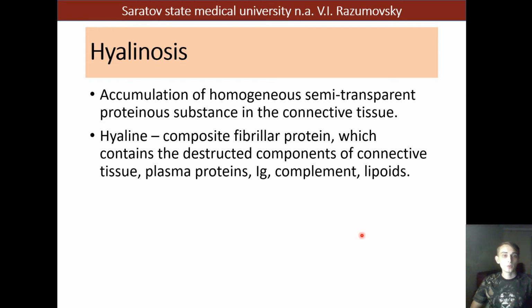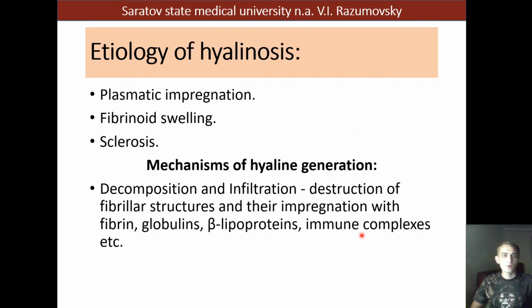Hyalinosis is an accumulation of homogeneous semi-transparent protein substance in the connective tissue. Hyaline is composed of fibrillar protein, which contains the destroyed components of connective tissue, plasma proteins, immunoglobulins, complements, and lipids. Etiology: factors of hyalinosis. It may be associated with plasmatic impregnation, fibrinoid swelling, and also sclerosis. The mechanism of hyaline generation is decomposition and infiltration of fibril structures, and the impregnation with fibrins, globulins, beta-lipoproteins, and immune complexes.